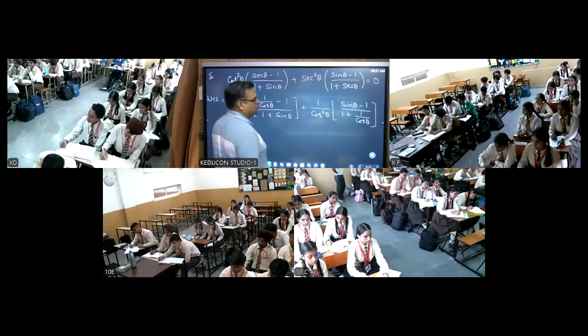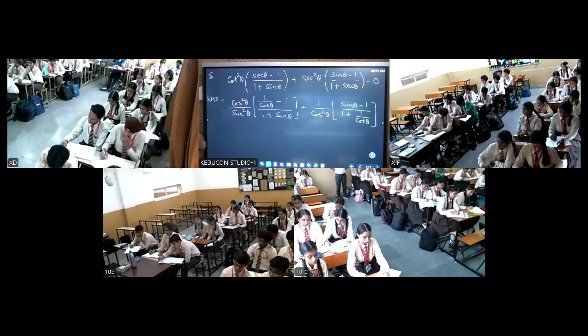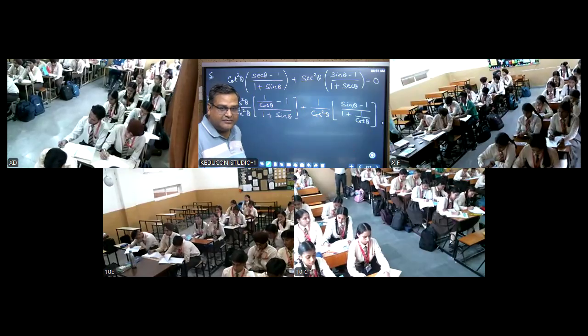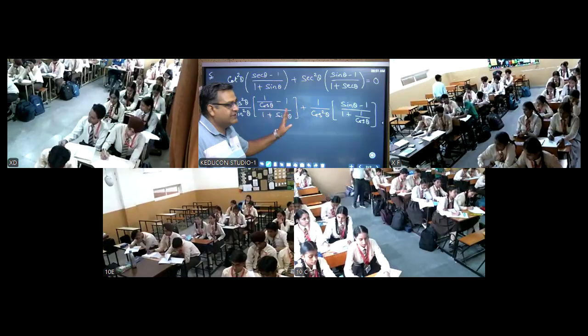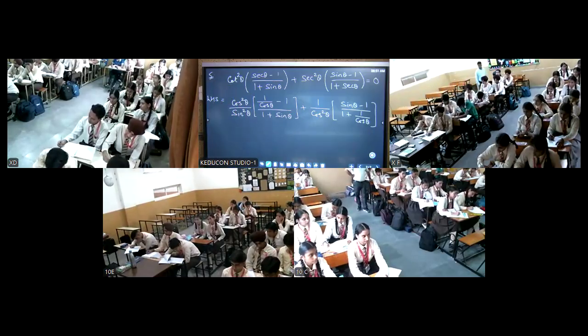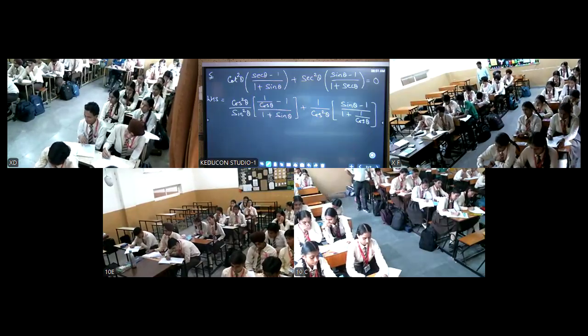Is this step clear, students? Any doubt here? Any doubt, please tell me. Everything has been converted in the form of sine and cos. Now, what was the second step? Apply algebraic identity or take LCM or rationalization.